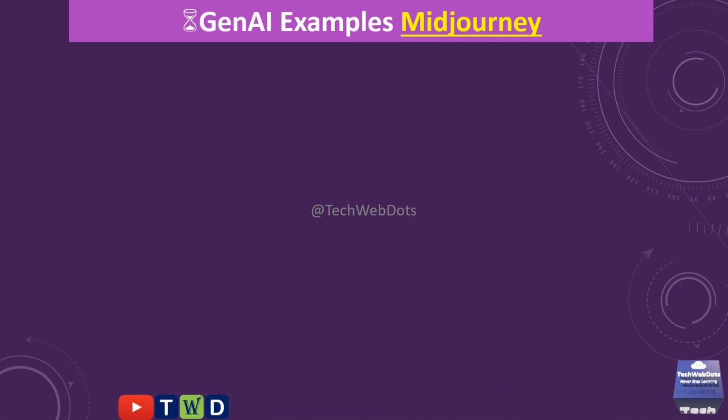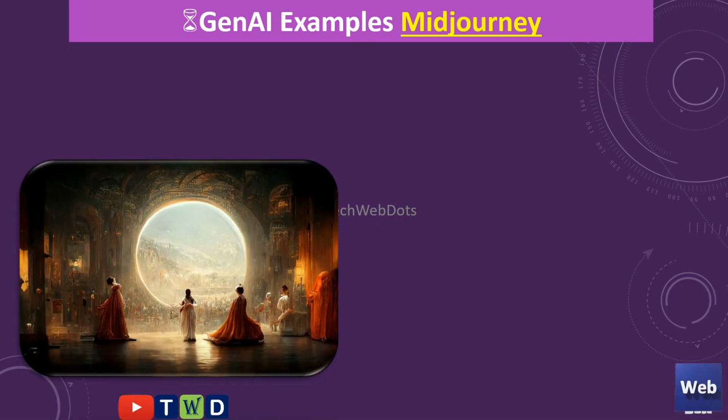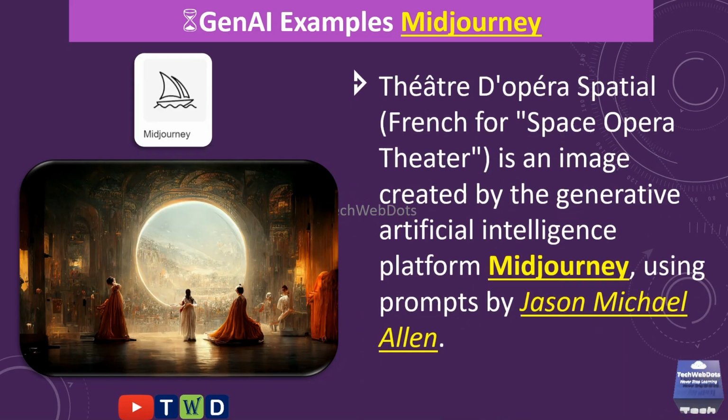Okay, now let's talk about some other applications that are already in the market and making changes. The example is Midjourney. If I show you this image, maybe you have seen it and maybe not. This is the first image that went viral and most of us already know about it. This is a space opera theater, an image created by the generative artificial intelligence platform, and the name of the application is Midjourney, and it is used by prompt, and the author was Jason Michael Allen. This is the most viral image from the Midjourney platform.